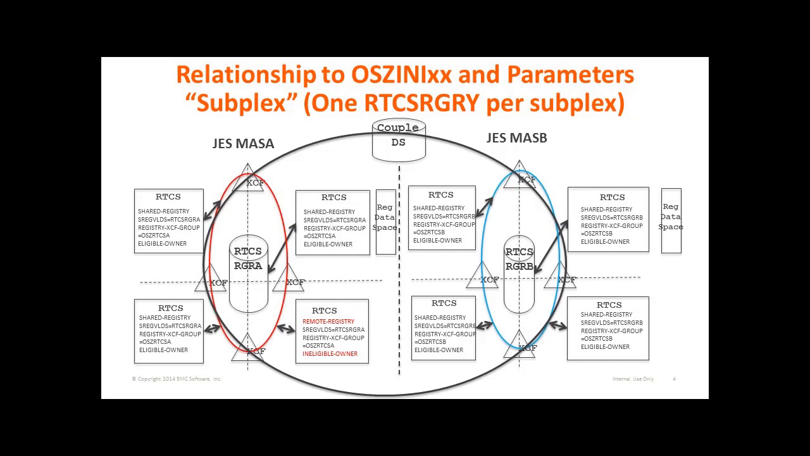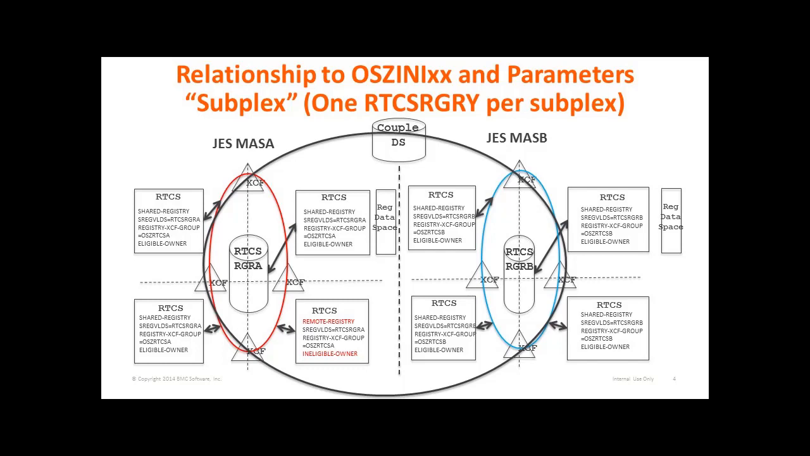Here we see a more complex situation where a Sysplex has been divided into two isolated JES masses. In order to qualify as a Sysplex, the coupled datasets must be accessible to all systems, and the XCF ring joins all systems, but the rest of the DASD and catalog information is isolated to each mass. In this case, the recommended configuration is for each mass to have its own RTCS subsystem system registry that is shared between the LPARs in that mass or subplex.